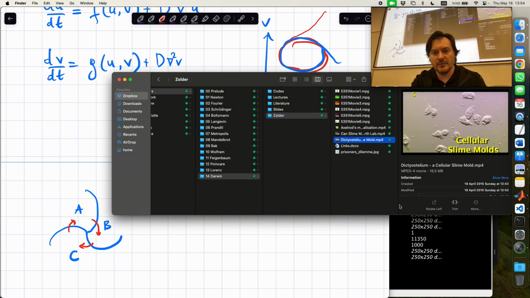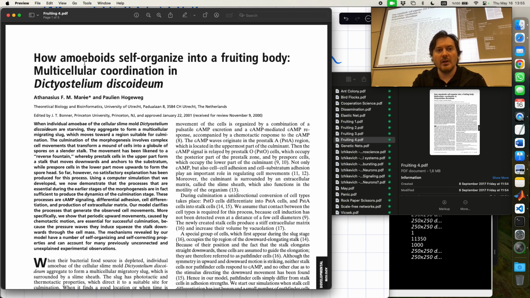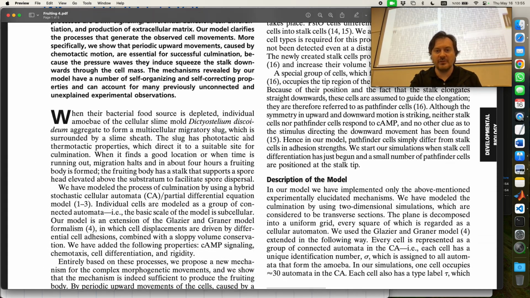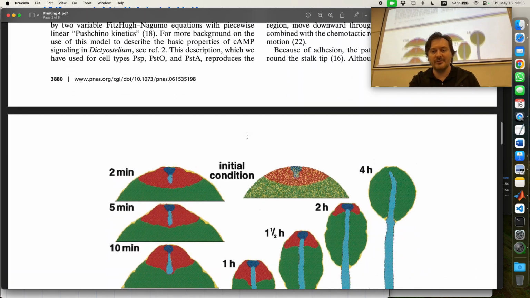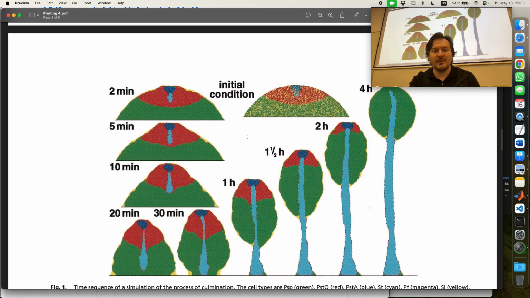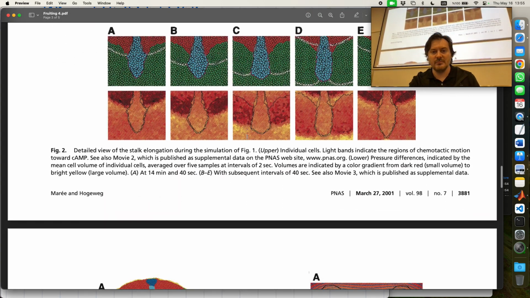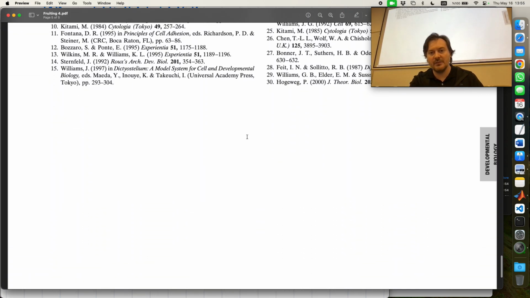So now we go to the ultimate paper, which is this one. How amoeboids self-organize into a fruiting body. Okay, they explained the slugs, how on earth it comes and turns into a flower or kind of a thing. Well, just if you build the correct model, you can just explain it with computation. It's like magic, right? And they understand everything, how this happens, and it's still the same kind of model.